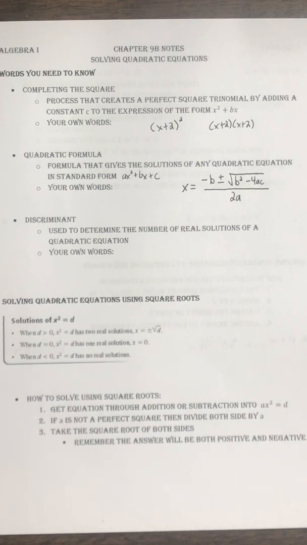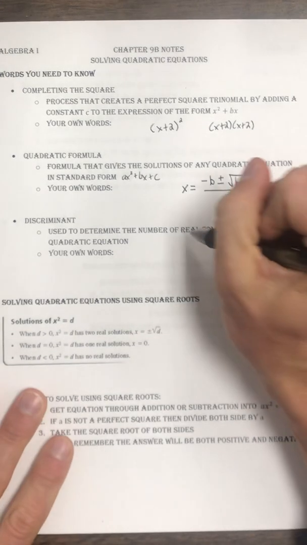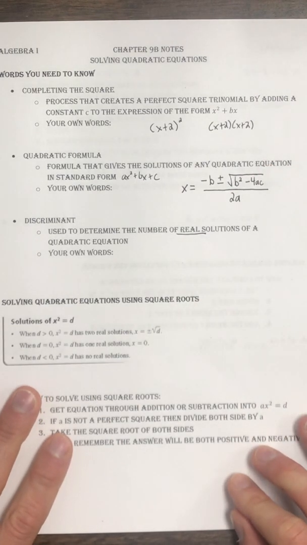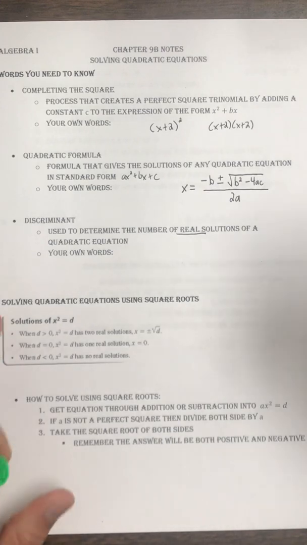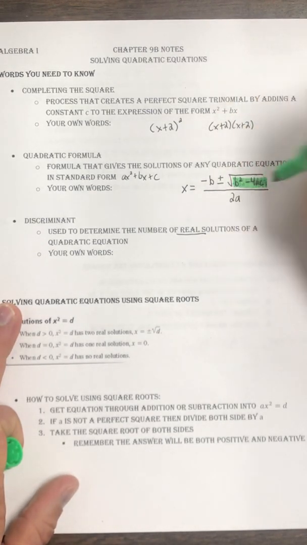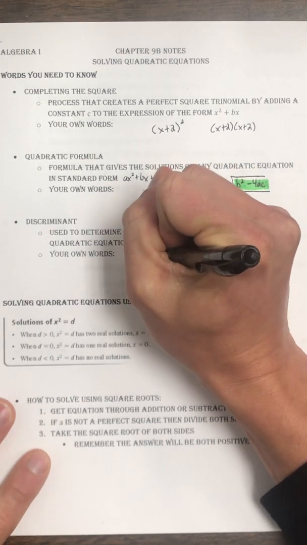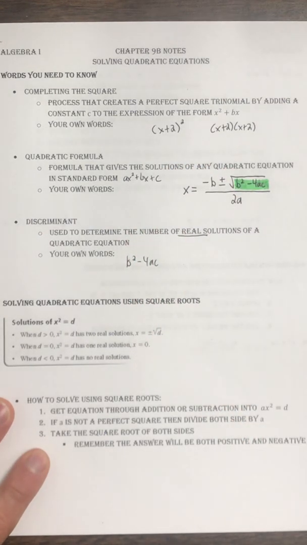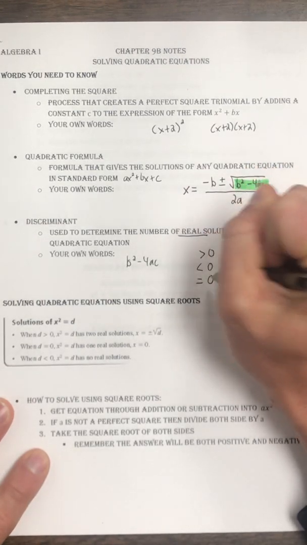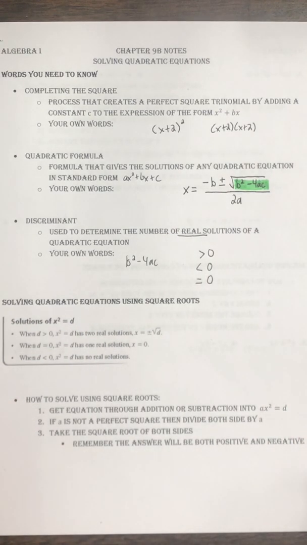The last thing we're going to talk about is the discriminant. The discriminant is used to determine the number of real solutions of a quadratic equation. It's really just what's underneath the square root right here. We can plug information into that portion and find out if there's going to be 1, 2, or no real solutions. So the discriminant is b squared minus 4ac. We plug that information in, and then see if it is greater than 0, less than 0, or equal to 0. Then we can determine how many solutions there are.